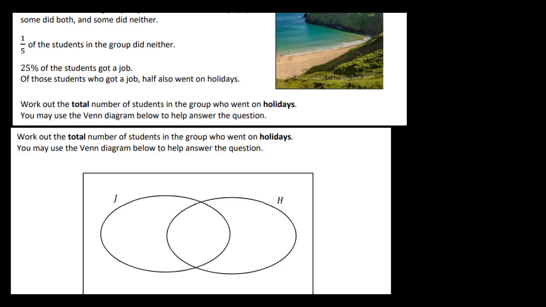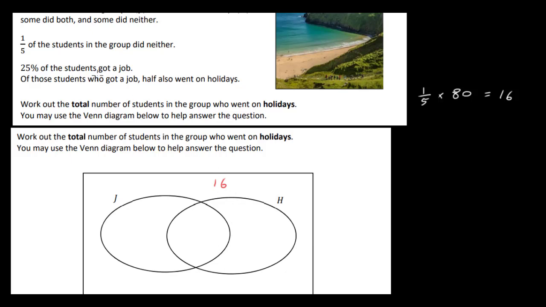So what we've got to do really is just get 1/5 of 80, and that will give us the number who did neither, and that's 16. So we're going to get 16 out here. So we should put 16 out here somewhere.